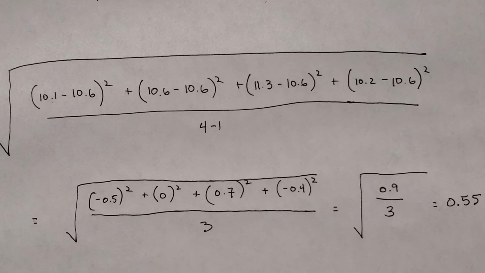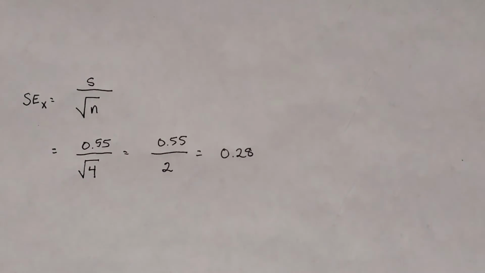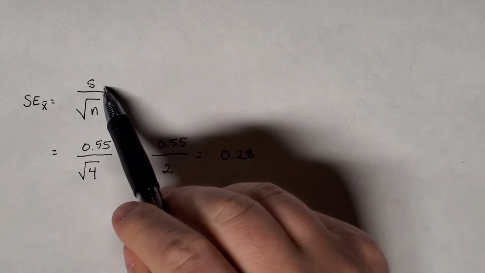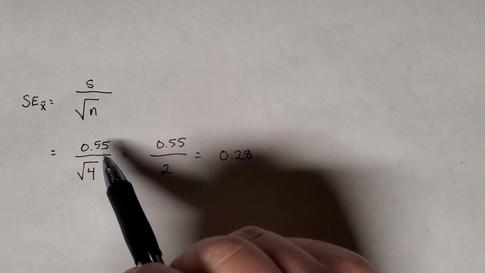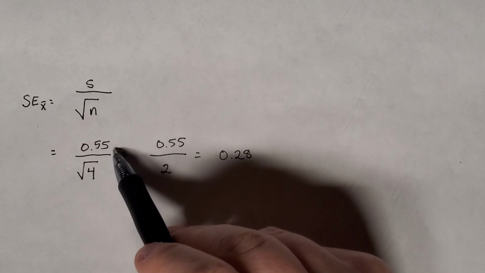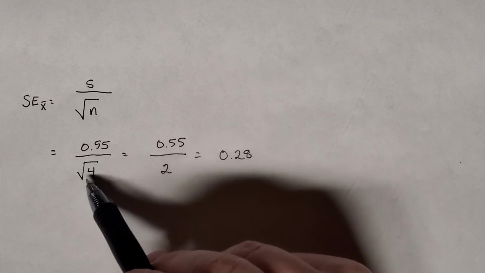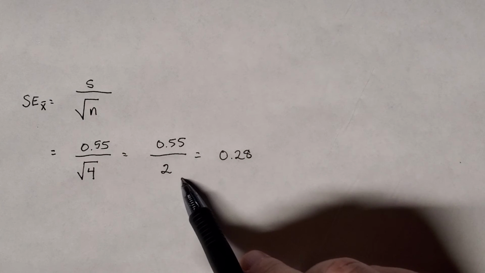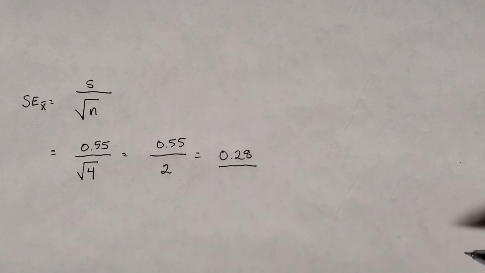We're going to take this and now calculate our standard error. To calculate the standard error of the mean, what we do is we take the standard deviation and divide it by the square root of the number of trials in our experiment. In this case, we have 0.55 as our standard deviation. The number of trials we ran was 4, and so we take 0.55 and divide it by the square root of 4. That gets reduced to 0.55 divided by 2, and that then tells us our answer for standard error of the mean is 0.28.